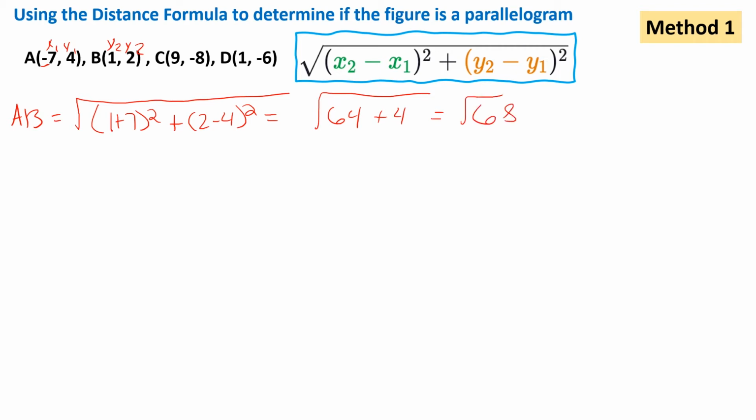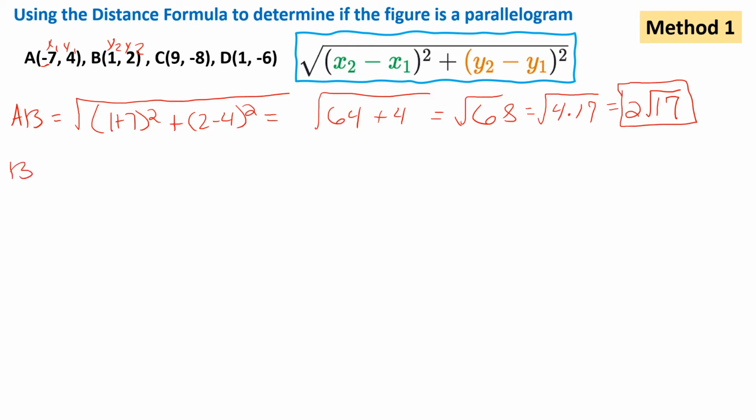Now, since I want to know the exact length, I'm going to use simplest radical form. So I can find two factors of 68, and one should be a perfect square. My two factors are 4 and 17. All right, and I could take the square root of 4, which is 2, so I can bring that on the outside of my radical, leave my imperfect square underneath the radical. So the first length of AB is 2 square root of 17.